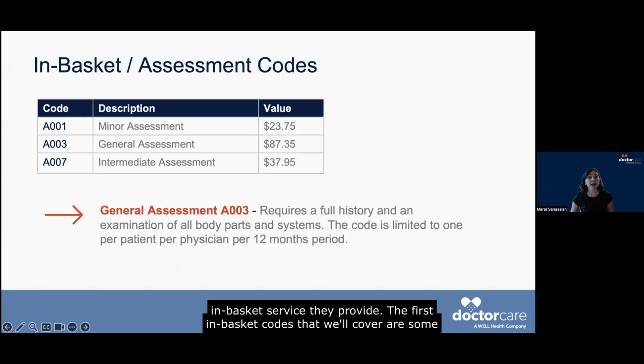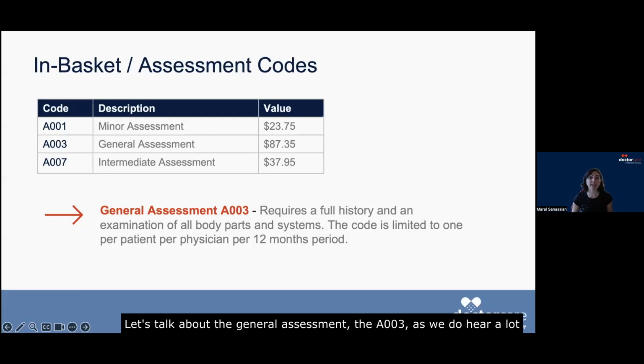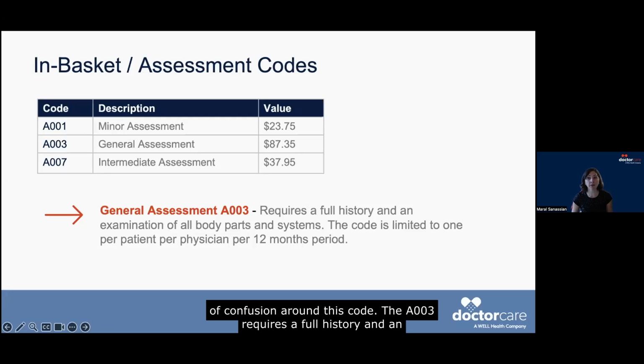The first in-basket codes that we'll cover are some of the common assessment codes. You may be familiar with the minor assessment, the A001, and the intermediate assessment, the A007, as physicians bill them on a regular basis, so we won't go into detail about them today. Let's talk about the general assessment, the A003, as we do hear a lot of confusion around this code.